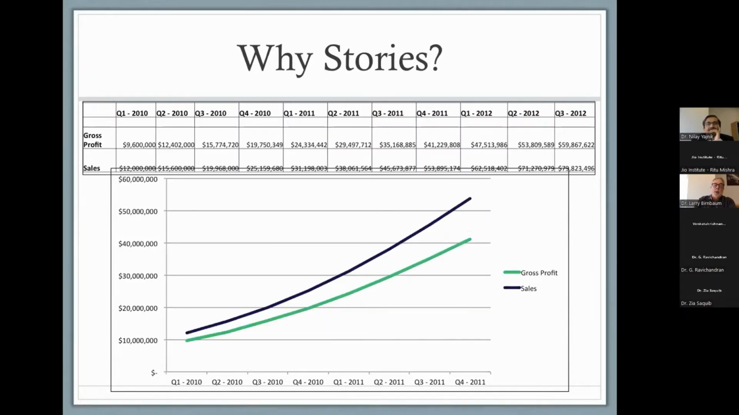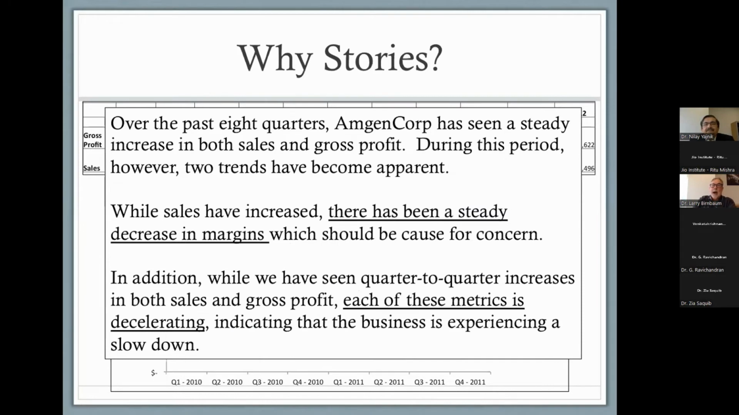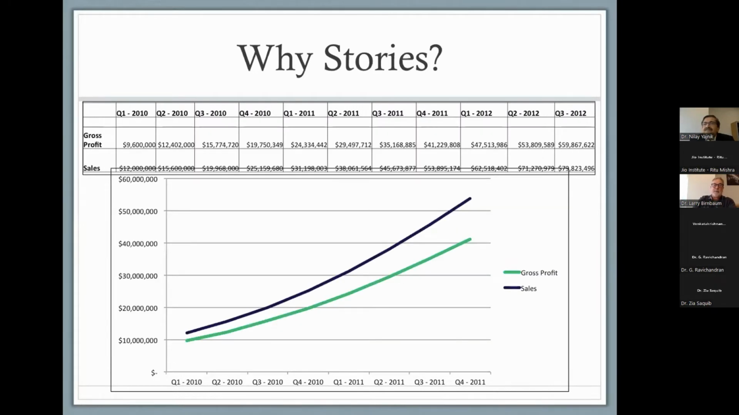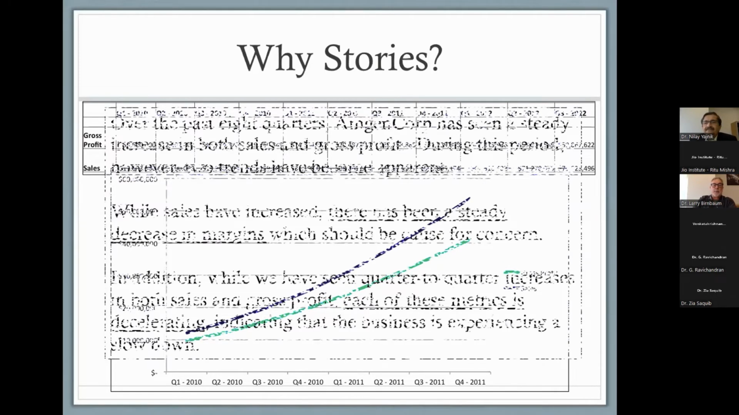So, the main point here being that both of these curves are going up, and that's maybe the main headline story, but they're diverging. Gross profit is rising more slowly than sales. And second of all, they're actually decelerating a little bit. The second derivative is not so favorable as the first. And so this story actually highlights these facts that might not even be visible to the eye of, let's say, a naive reader. And that's the purpose of the story.